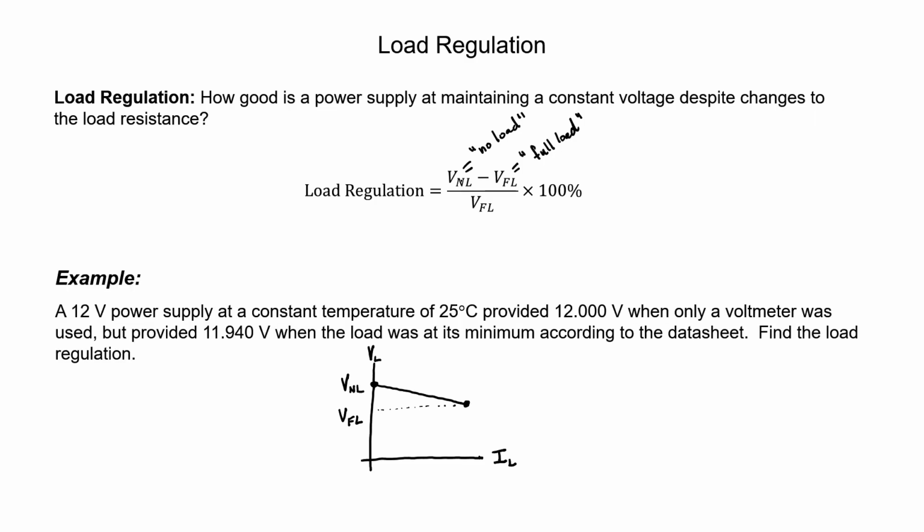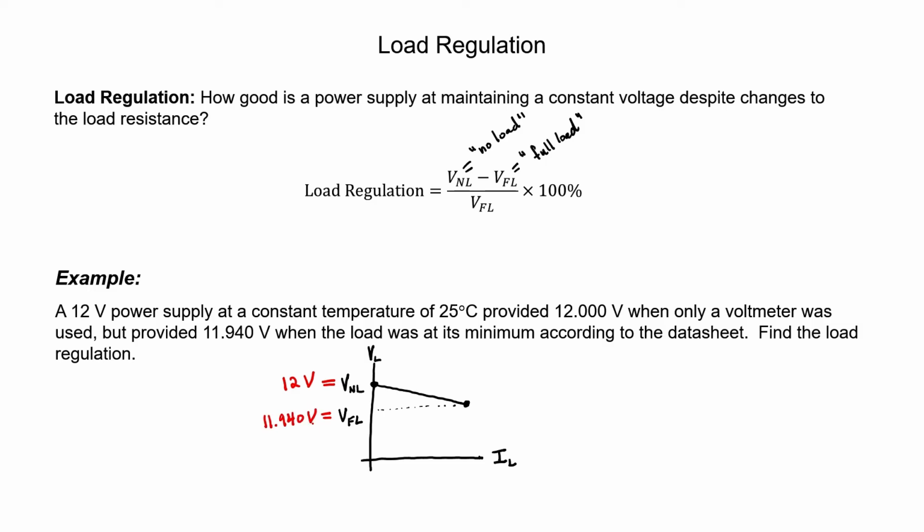Let's assume that a 12-volt power supply at a constant temperature gives us 12 volts when only a voltmeter is used. Now, if only a voltmeter is used, that means we don't have a resistor attached to it. Without a resistor, the load resistance is infinite, so this is the no load case. Let's indicate that here in our diagram. Then we're told that the voltage drops to 11.94 volts when the load was at its minimum according to the data sheet. So when the resistor is at its minimum value, we're getting 11.94 volts.